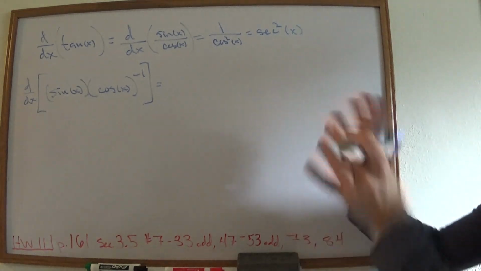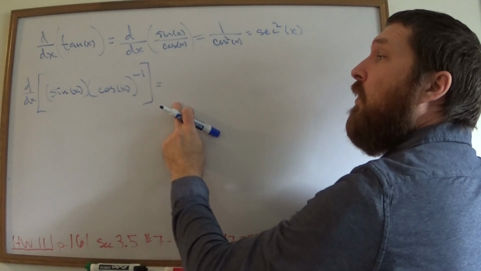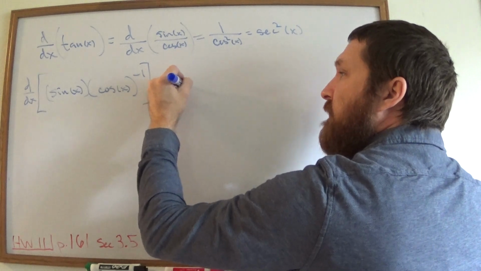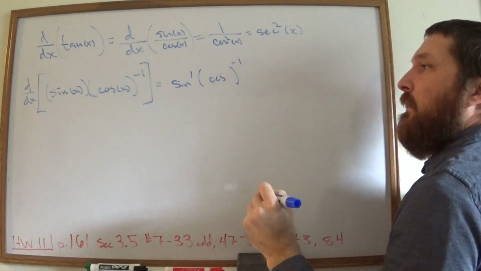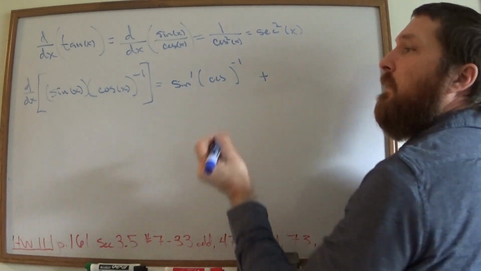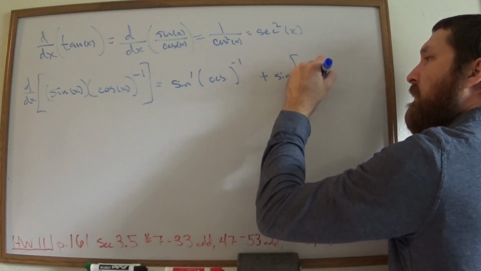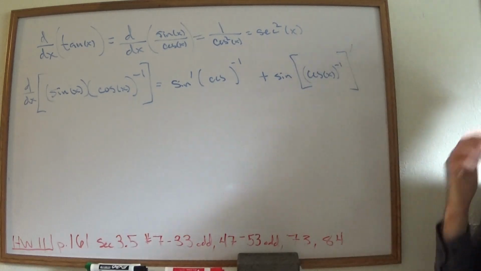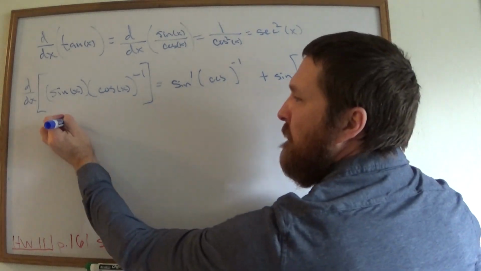Okay, so what's the outermost stuff? It's just a product. So it's the product rule. The derivative of the first thing, leave the second thing alone, and then add the first thing times the derivative of the second thing. So what's the derivative of the second thing? Well, wait, let's do this real quick, because I don't want to forget this.